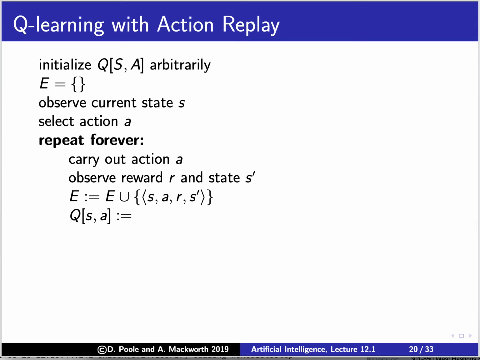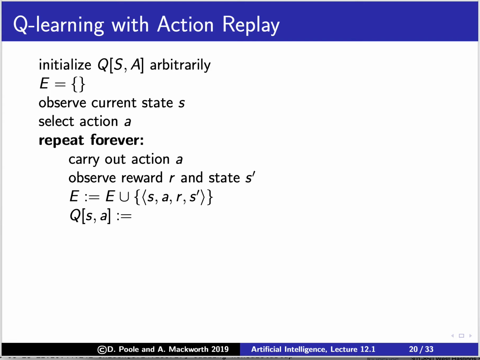So here's another algorithm that might be useful. We're going to start with experience replay. We have a set of all previous experiences. We observe the current state S and select action A, carry out action A, and receive the reward R and the state S prime. That's all the same as before. Now we remember S, A, R, S prime and A prime.